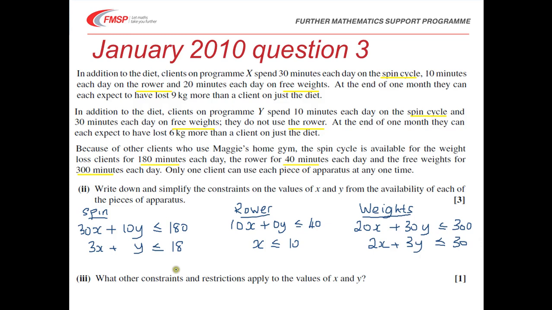And the other question we're asked here is, what other constraints apply to the value of X and Y? So remember that X and Y were the number of clients. So you're unlikely to go to the gym and see a fraction of a client. So just bear in mind that X and Y must be non-negative. You don't get many negative clients either, and they must be integers. I'm putting non-negative as opposed to positive because of course it is possible that you would have naught. One of them could end up being 0, and you got 1 mark for that.